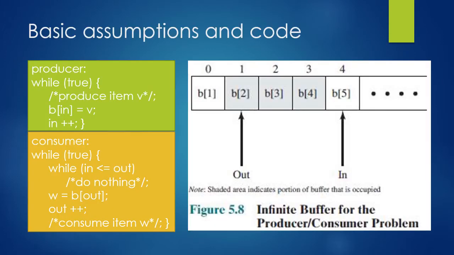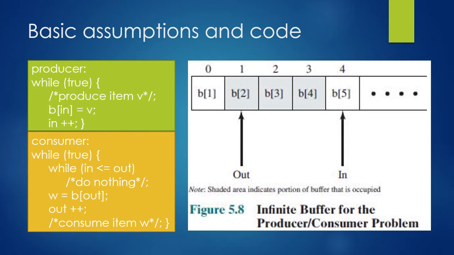Let us look at the basic assumptions and code. To begin, let us assume that the buffer is infinite and consists of a linear array of elements B. The producer can generate items and store them in the buffer at its own pace. Each time, the variable in is incremented. In points to the slot of the array in which the producer will make its next addition.